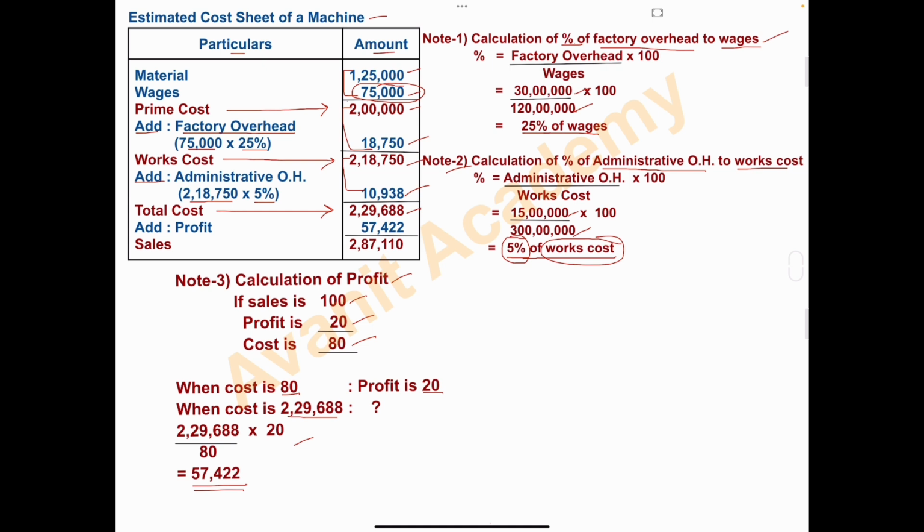This is the profit amount. So in estimated cost sheet, write add profit, and the amount is 57,422. Add these two amounts and you will get 2,87,110. This is called sales.